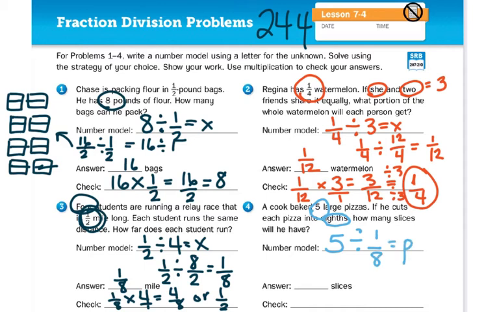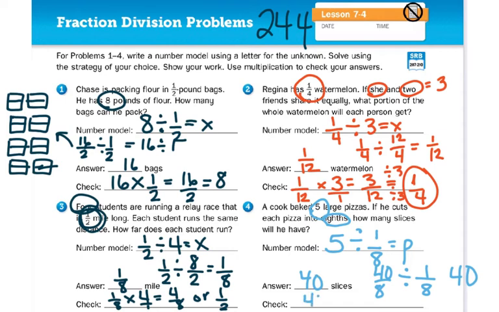So we're going to change 5 into a fraction. But remember, that fraction needs to have eighths. So we already have eighths there. We don't have to change it. What would I have to put on the top so I get 5 whole pizzas? 8 slices times 5 pizzas is 40 pieces altogether. So 40 divided by 1 is 40. So the answer is 40 slices.